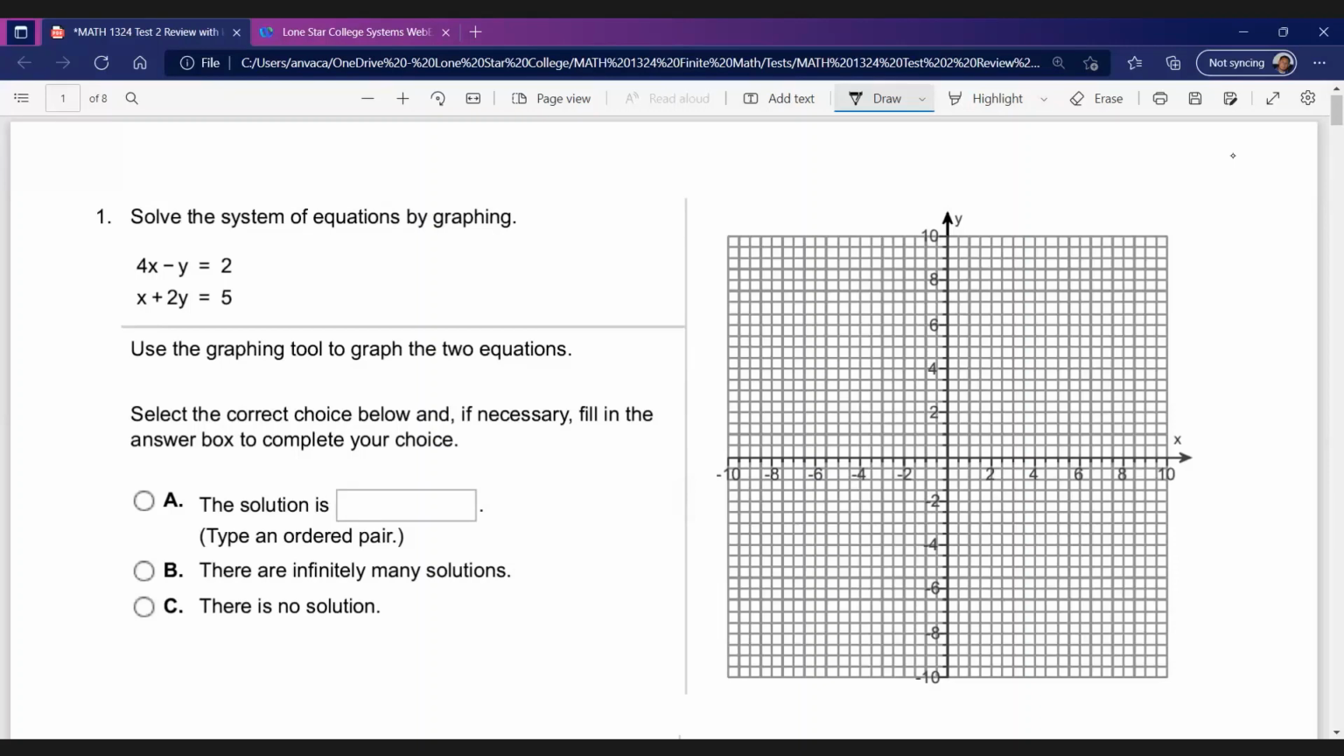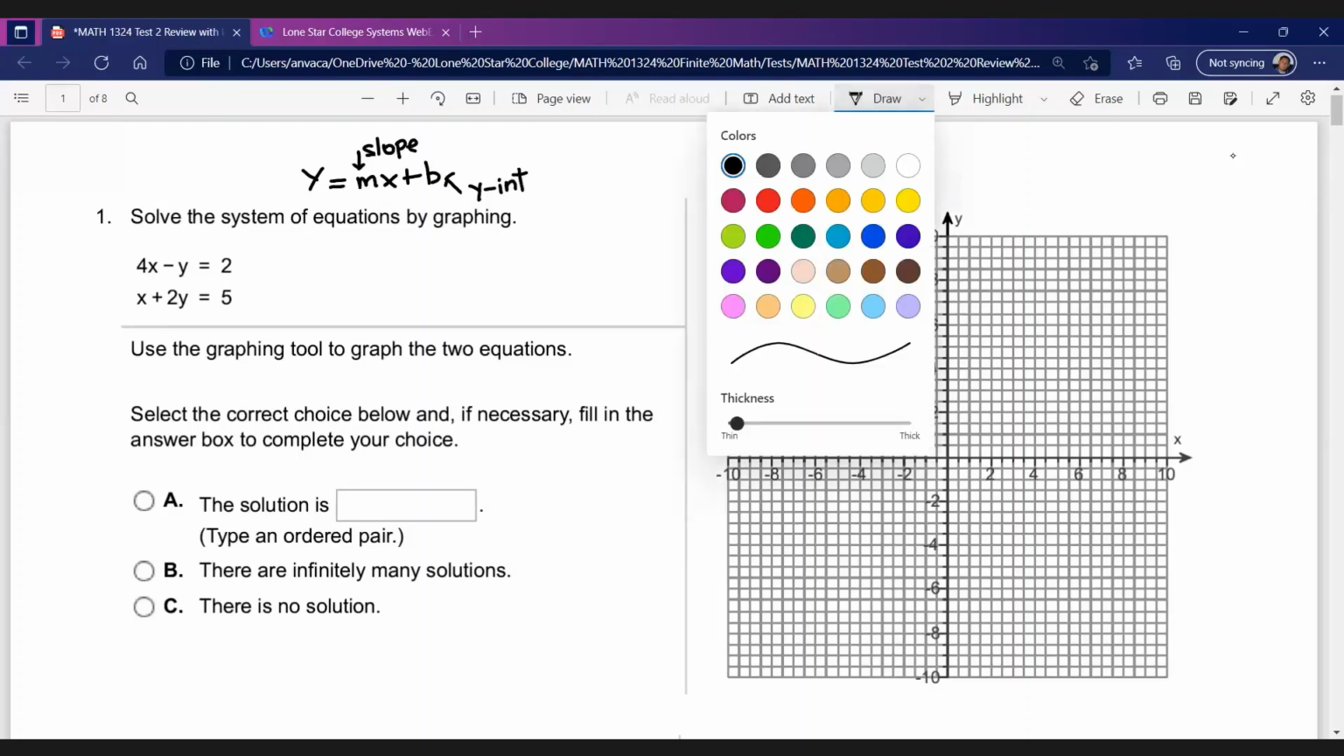What I would like to do at first is write both of these equations as y equals mx plus b, because if we write it in this form, then m will be the slope and b will be the y-intercept. So let's see if I can make this a little bit thinner.